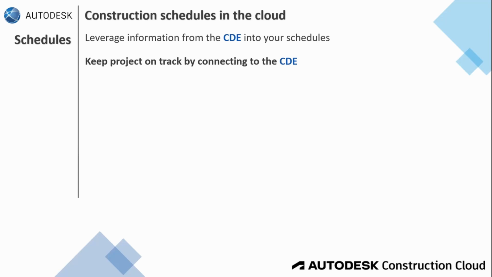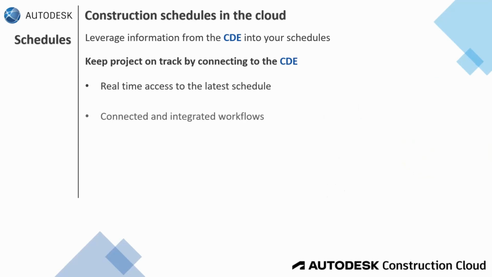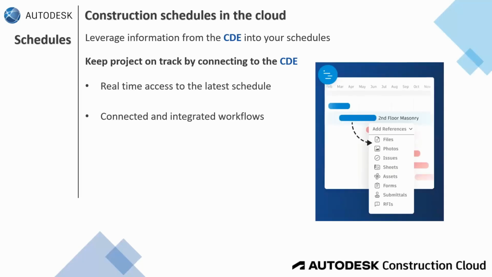We need a place with robust permission control to ensure that we have the right information in the right hands. So this is where we can keep projects on track by connecting to the common data environment with our schedules. So we have real-time access to the latest schedule information. We can connect and integrate workflows into our schedules. Files, details, photos, issues, sheets, items, checklists. It can all be linked back into our schedule itself.